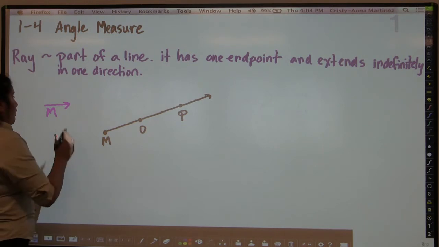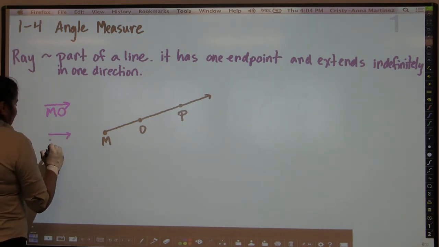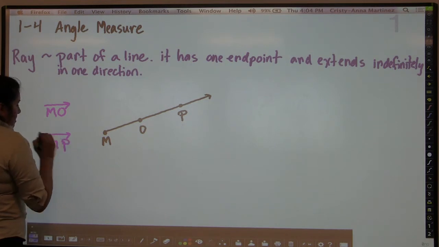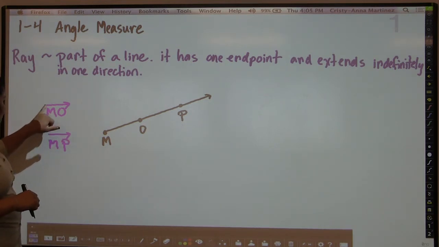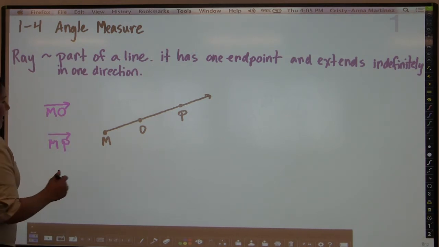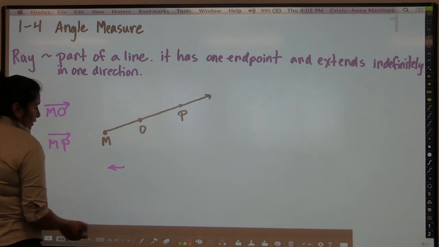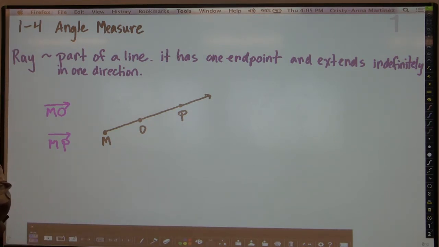So this particular ray could be named MO, and the same exact ray would be MP. Those would both be the same ray. It starts at M and it goes through O. We never write rays this direction, backwards. So just some things to keep in mind as you're considering rays.